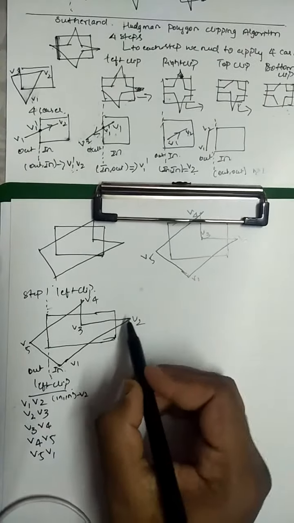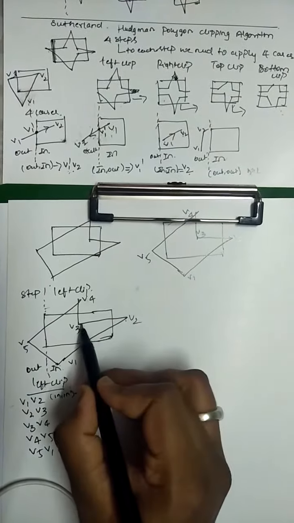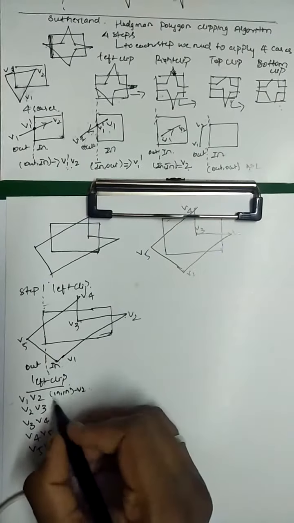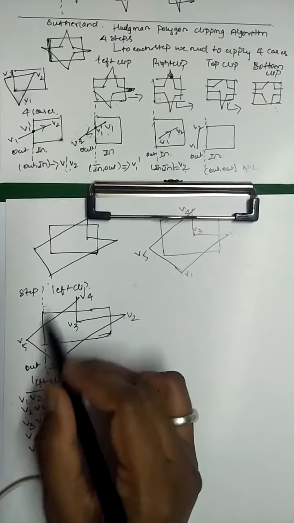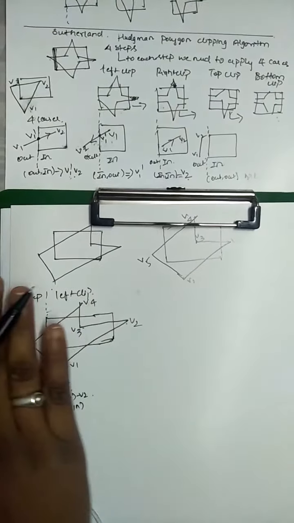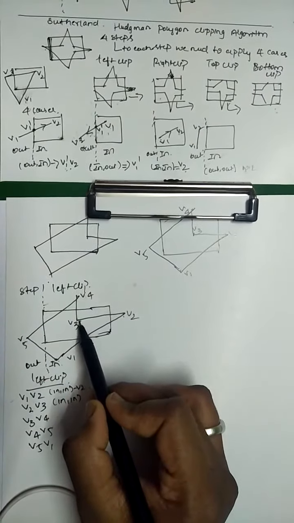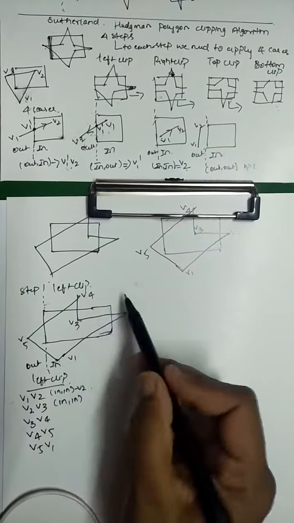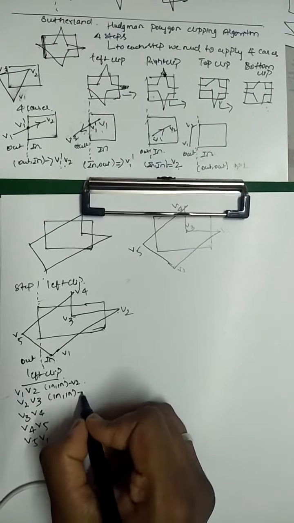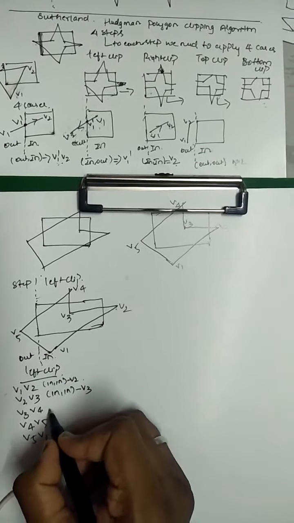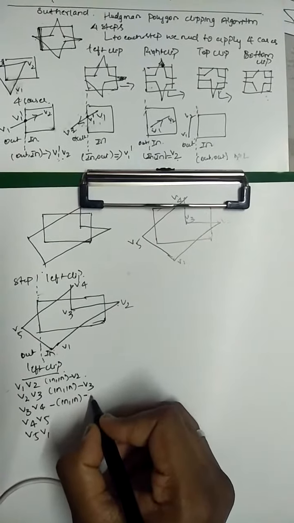v2 to v3, this is also an edge that is falling inside the window, with respect to the left clip. So this is in, this is out. So v2 to v3 is in itself, so it is falling in the region where I have written in. If it is in, then I have to take the second vertex, that is v3. v3 to v4 is in to in, so the output will be v4.